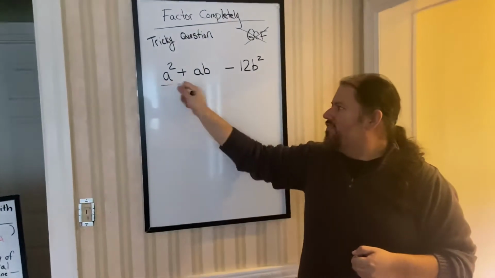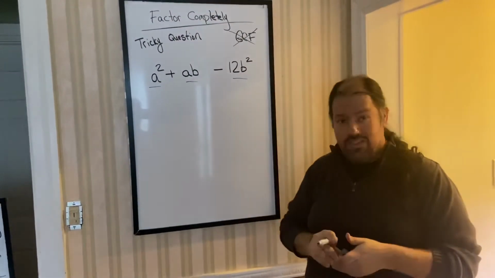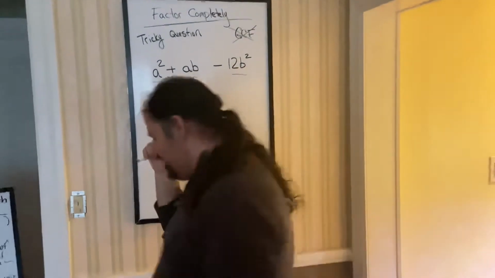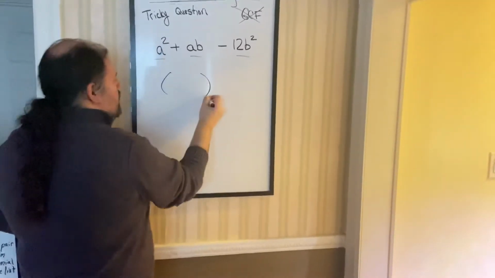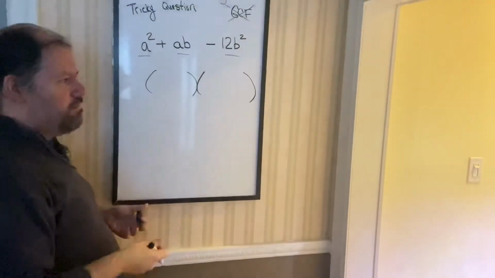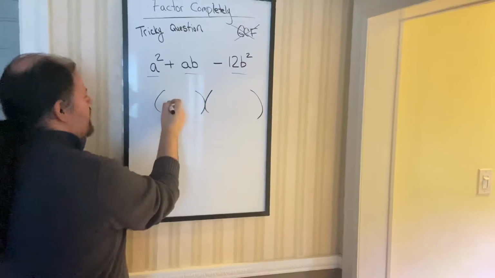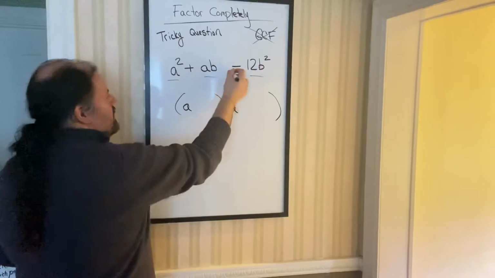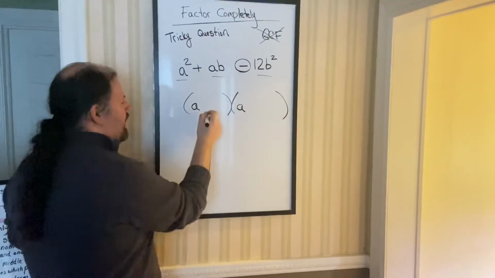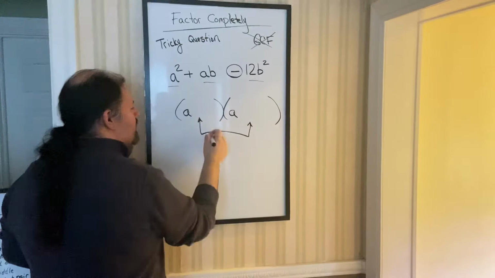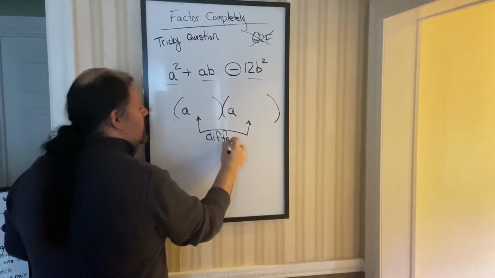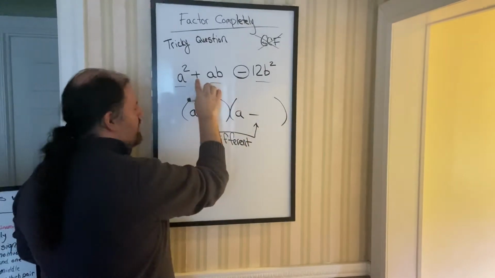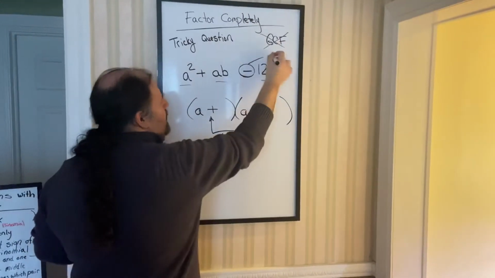Then we count how many terms. 1, 2, 3 terms. No leading coefficient. Remember, no number here. So I'm going to do shortcut, 6 steps. Step 1, set up. 2 sets of parentheses. Break down A squared as A and A. Step 2, sign issues. Remember, minus sign means that we're going to have different signs here. When it's different signs, it's always, no matter what, 1 plus, 1 minus. You don't have to look here. It's always 1 plus, 1 minus when it's different signs.